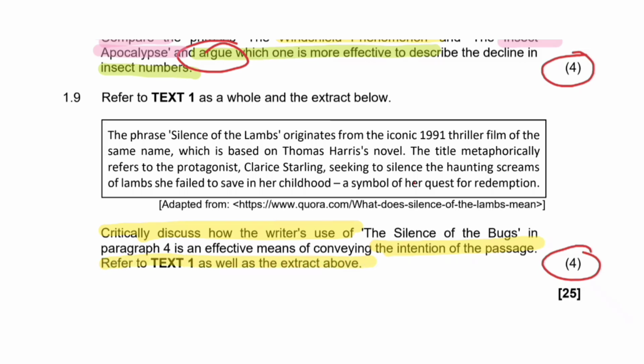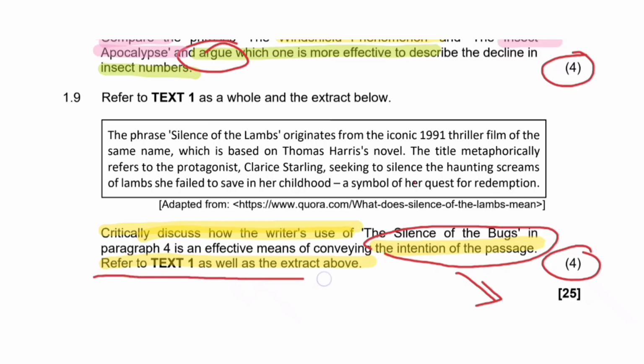There are a couple of things you need to do here before you outline your answer. The question requires us to unpack why the writer decided to use the silence of the bugs, right, in conveying the intention of the text. So we need to go and look for the intention. What is the intention of the passage? Then we are required to also make reference to the text above. These kind of questions require you to extract definitions, ideas implied, and apply them to the comprehension.